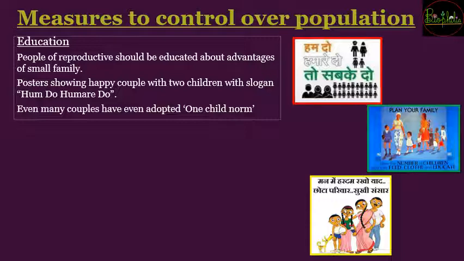To control overpopulation, the first step that was needed was education of the people. People needed to be told that there is a time and a limit to how much population you should grow. So the people of reproductive age were educated about the advantages of a small family. With a small family, the people in your family would get equal opportunity to be fed, food wouldn't fall short, and there won't be an income crisis. All those things needed to be told to the people who are reproductively active.